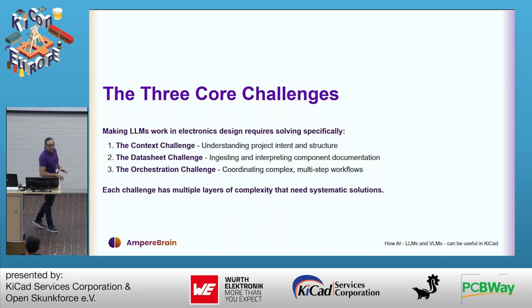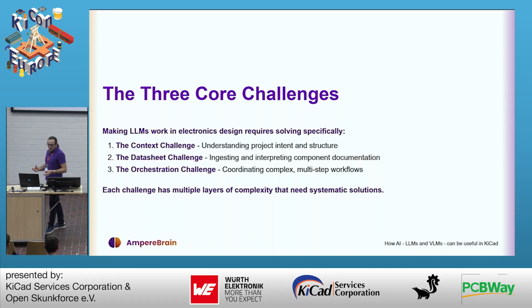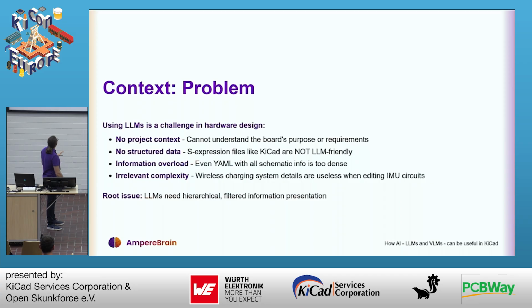So, as I mentioned, the three core challenges. We are talking about the context challenge. The context, as I said, is about understanding what the project actually does. Then we have the datasheet problem. How do you actually make sense of those datasheets that are not structured and very hard to read? And then the orchestration challenge. How can we make everything work together? Because any edit is actually very complex if you divide it step by step into what you have to do. So let's dive specifically into them.